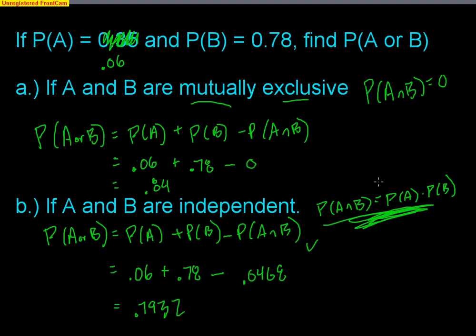So under these two scenarios, the problem is very easy to solve. Mutually exclusive, this back part here is a big fat 0. Independent, this back part here is simply A times B. Any other scenario where I don't know about mutually exclusive or independent, problem can't be done.